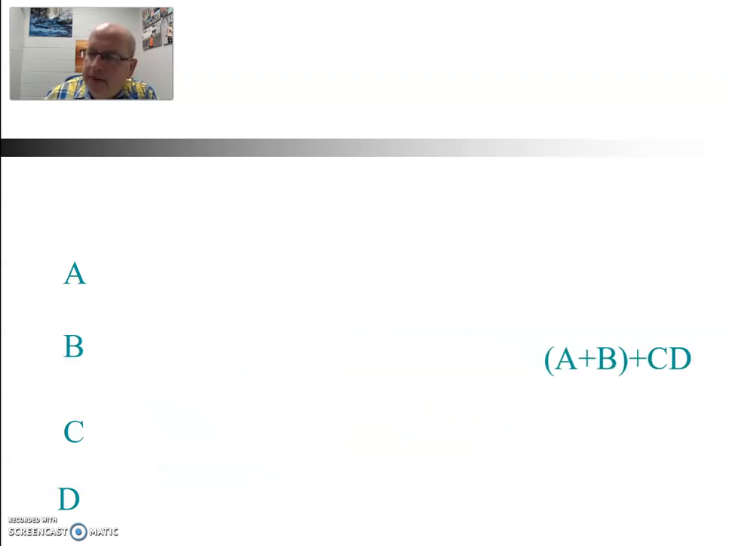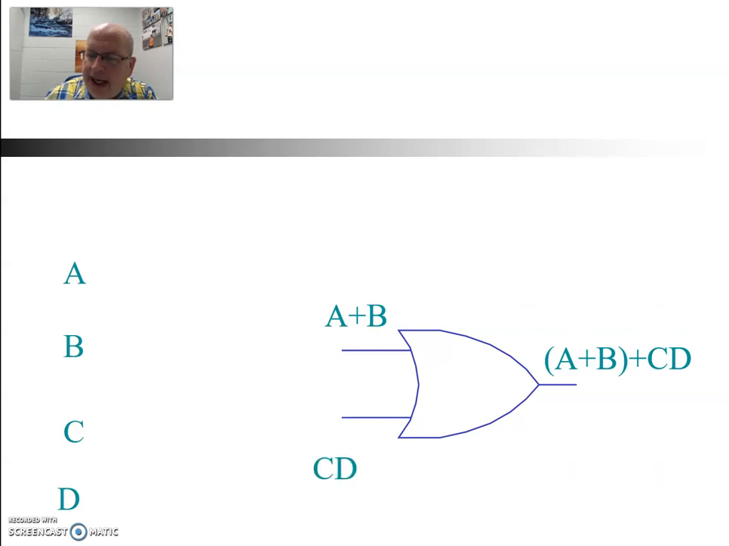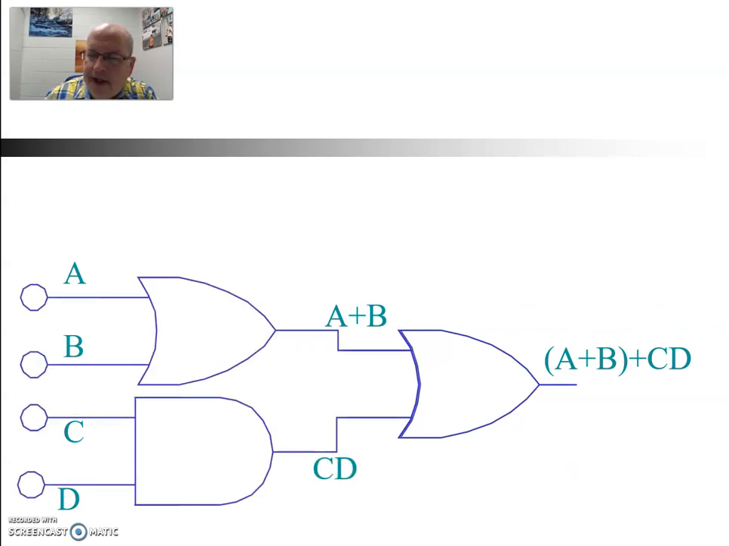Here's another expression, A plus B plus CD. So we're going to OR everything together, and one input will be A plus B, the other is CD. So the A plus B would be an OR gate, and the CD would be an AND gate. So there it is. That's the circuit that creates that expression.